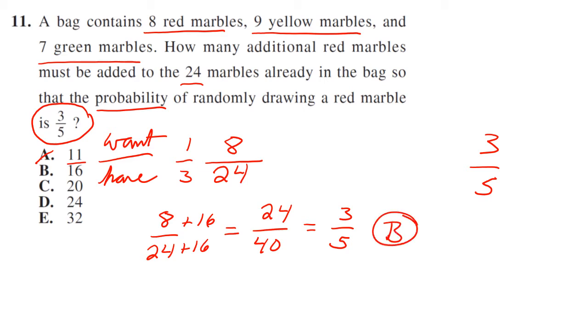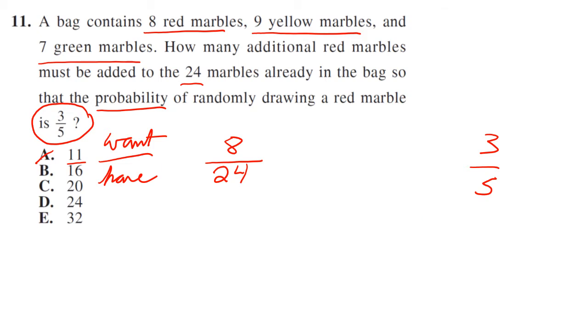Now, there's another way to do this. It depends on which way you're faster and more precise at as to which way you would choose to work this. So we could just say (8 plus x) over (24 plus x) equals 3/5. We don't know how many it's going to be. That's what we want it to be. And then you cross multiply.